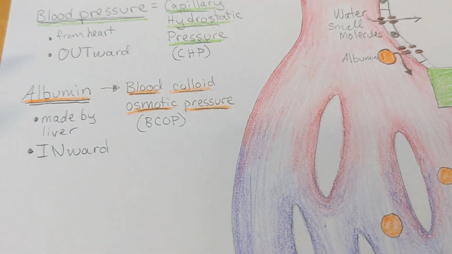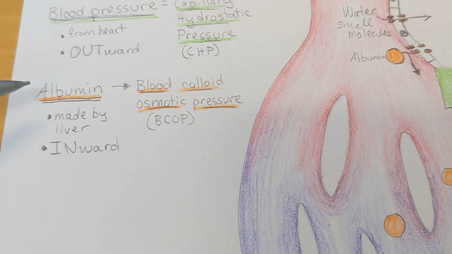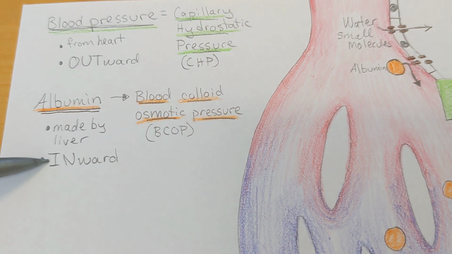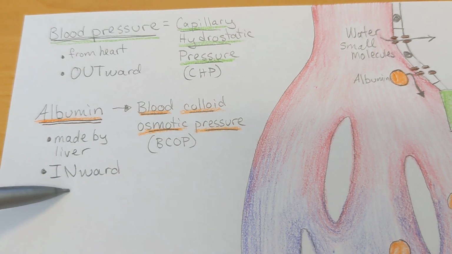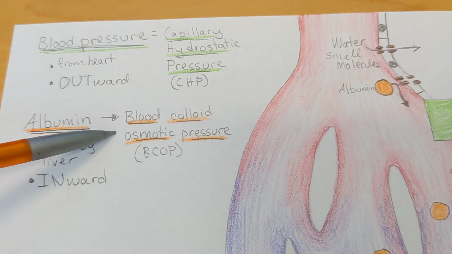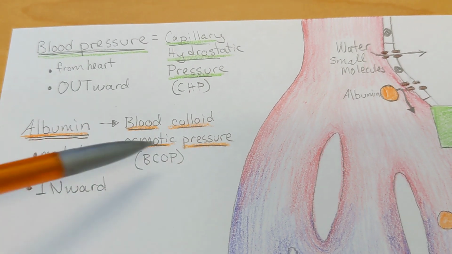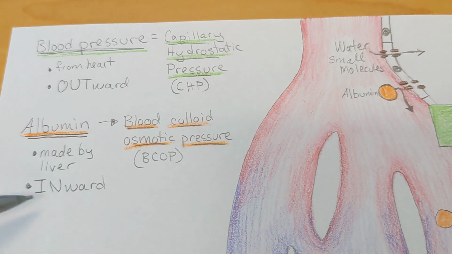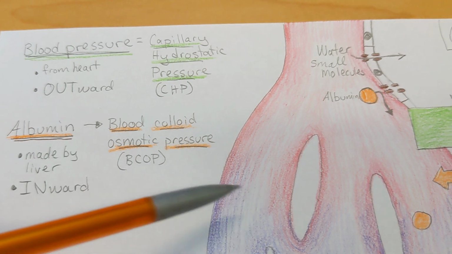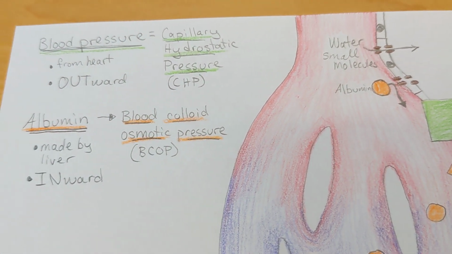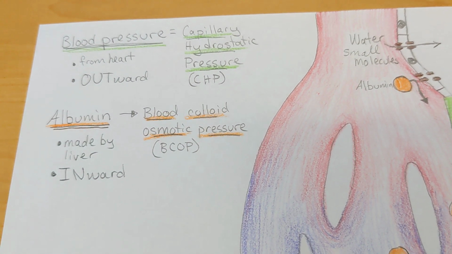The second pressure is due to albumin, which we know is made by the liver. This is an inward force, so these two are opposing each other, and we call this the blood colloid osmotic pressure, BCOP. Colloid for the protein, osmotic because this is literally pulling water into the capillary towards it. And so these two pressures are essentially opposing.